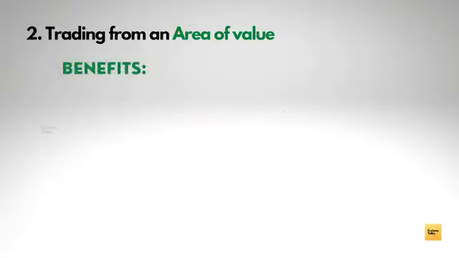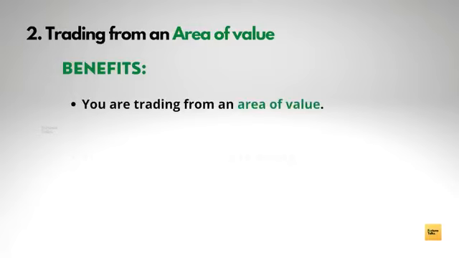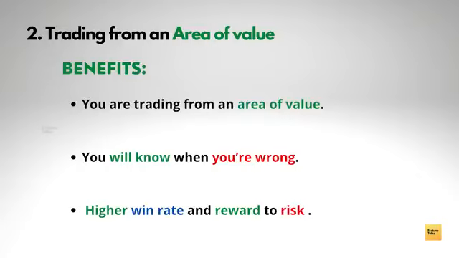Now, some of the benefits of trading at a support or resistance level are that you are trading from an area of value. Secondly, it tells you when you are wrong. That is, if the reversal fails, your stop loss will be hit and you will be out of your trade. And finally, it improves your winning rate as well as your reward to risk because of the area of value and also based on the degree of rejection from the level.